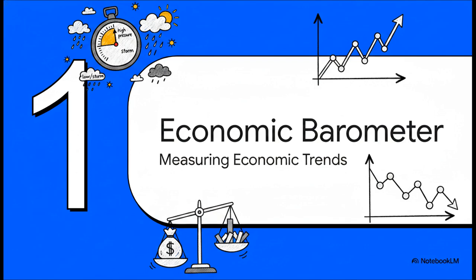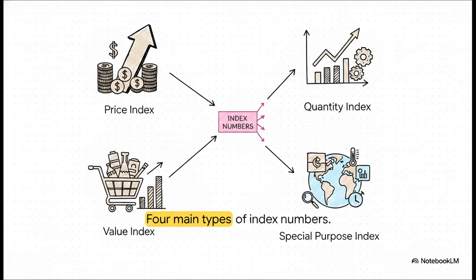Exploring the economic barometer and how we measure those big economic trends. Think of it like this. Just like a meteorologist uses a barometer to predict a storm, economists use index numbers to measure the actual pressure of the economy. The core concept basically branches out into 4 specific statistical tools: the price index, the quantity index, the value index, and the special purpose index. Each one measures a distinctly different economic reality.